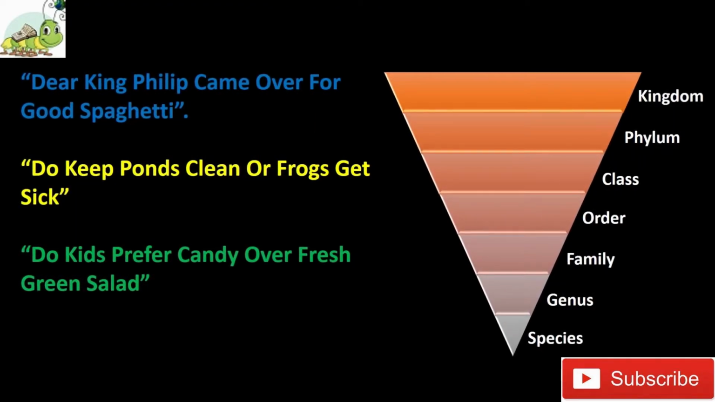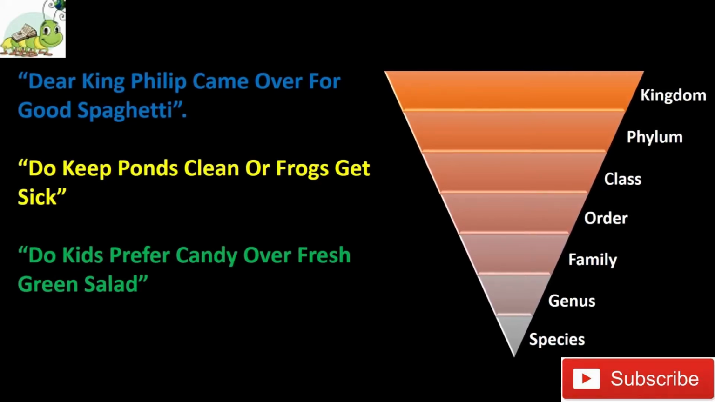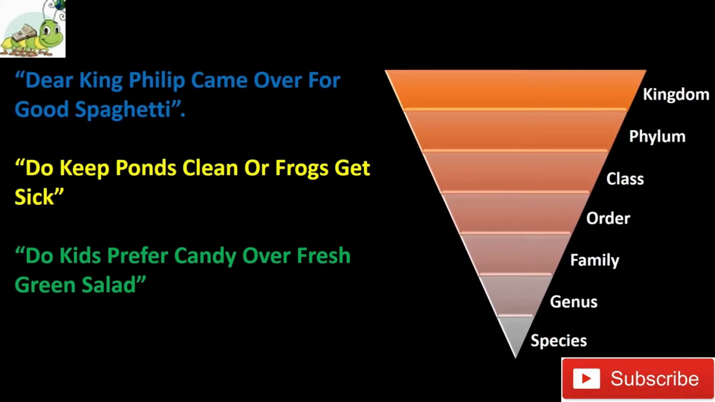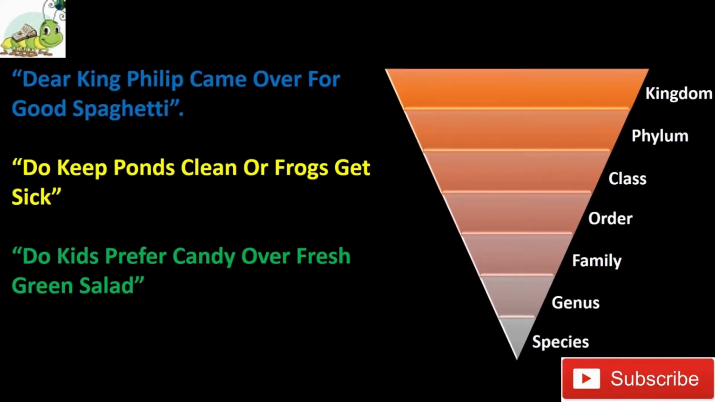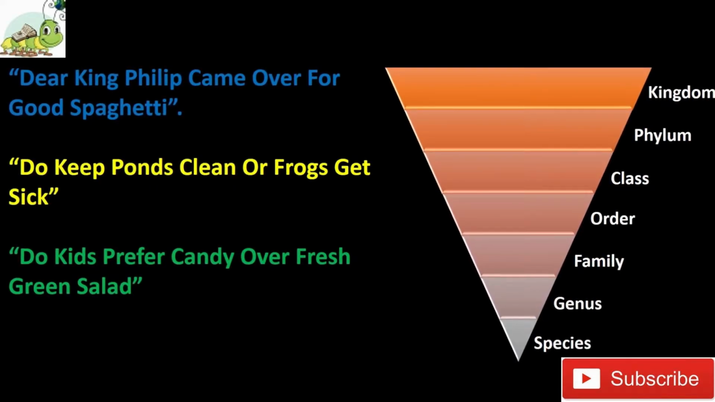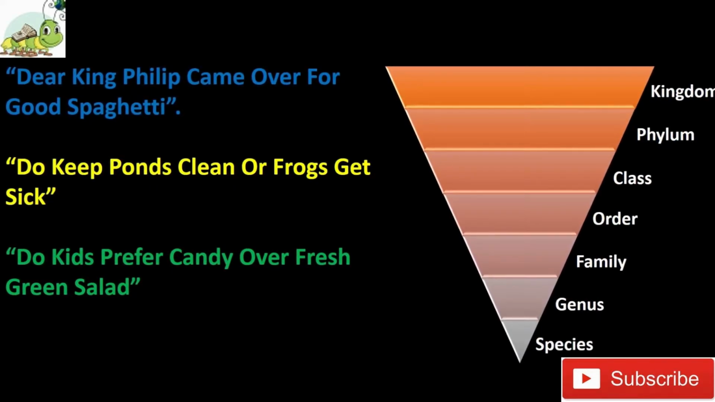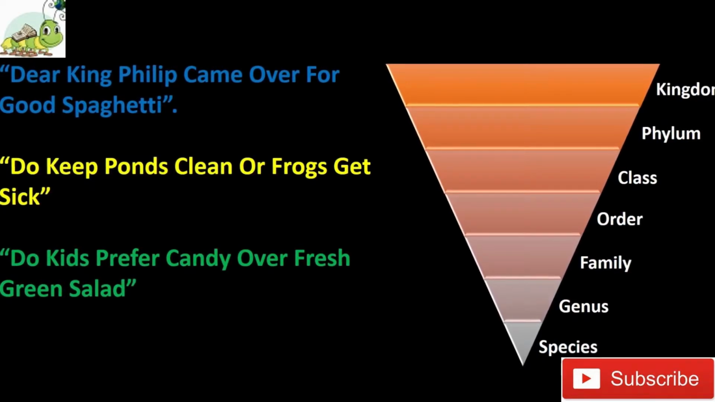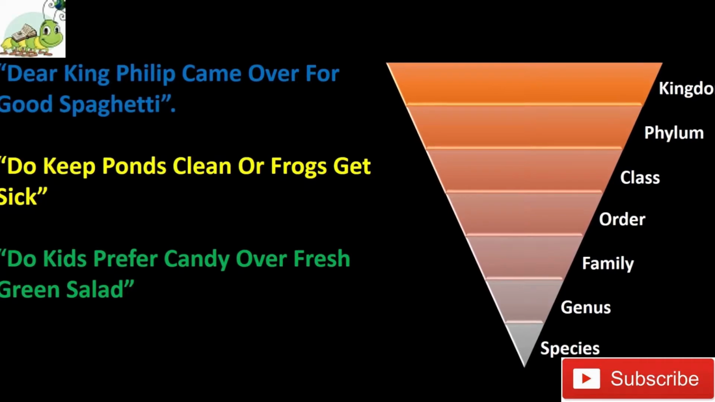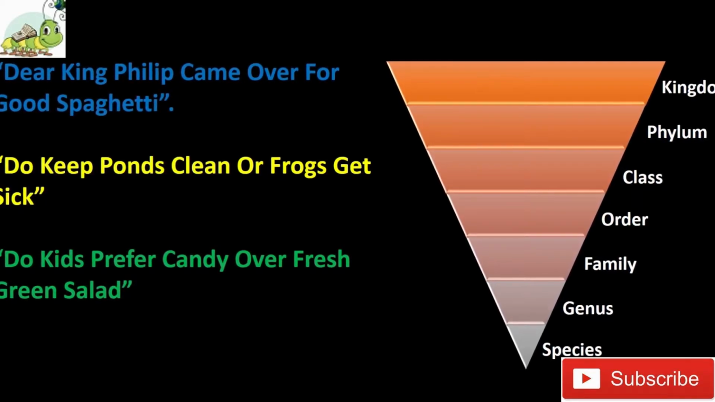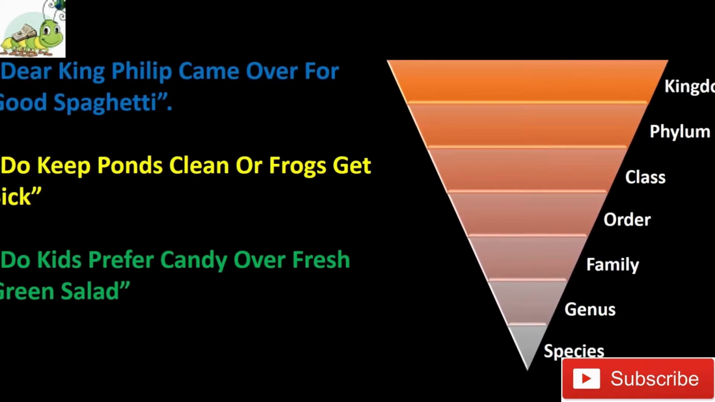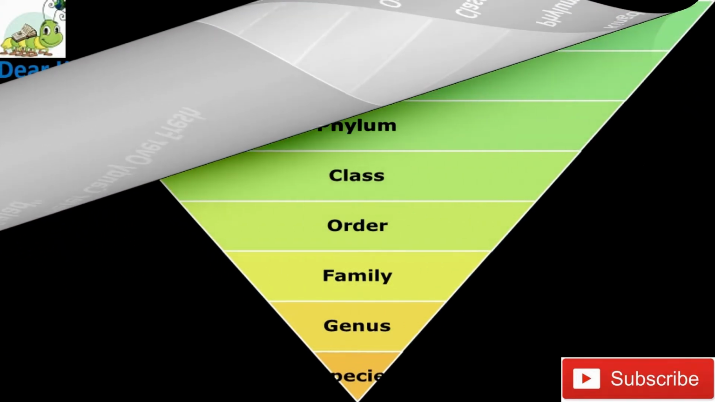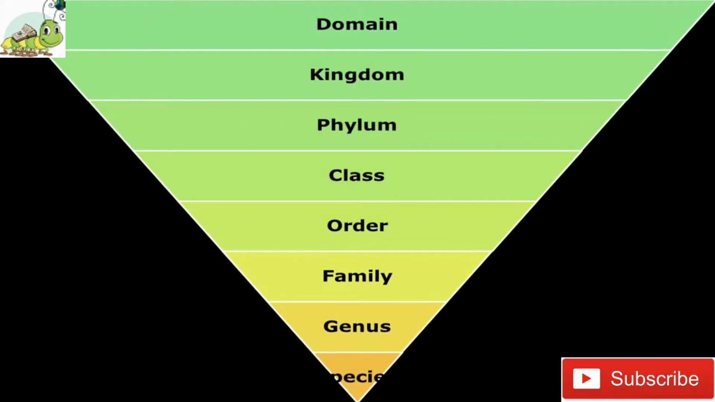Besides this, many mnemonic devices can be used to remember the order of the taxonomic hierarchy, such as: Dear King Philip came over for good spaghetti. Do keep ponds clean or frogs get sick? Do kids prefer candy over fresh green salad? Then what are those category terms?